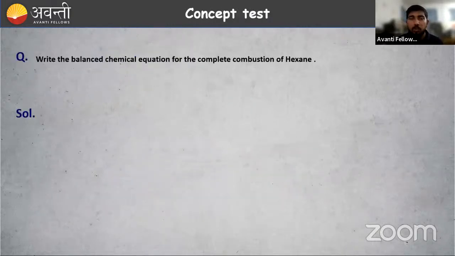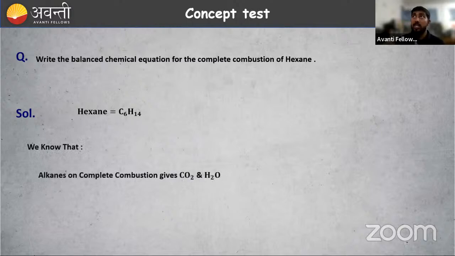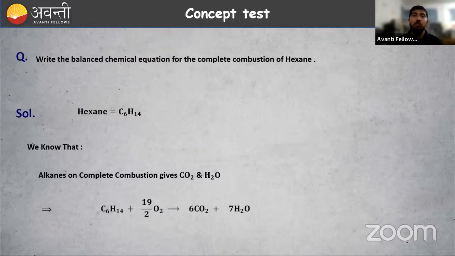Then a concept test for you. If you understood the point, you have to give me the answer. I have hexane. What is hexane? It is an alkane with 6 carbon atoms. Then write the combustion reaction. How to write it? Which products are obtained? Carbon dioxide and water. Combustion means reaction with oxygen. Then you have to write the equation.